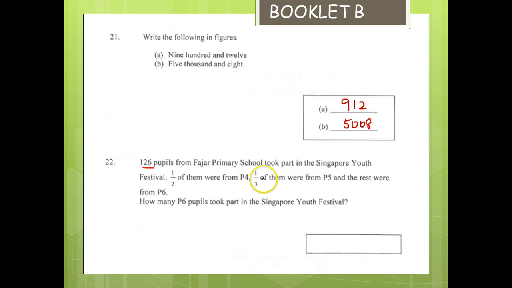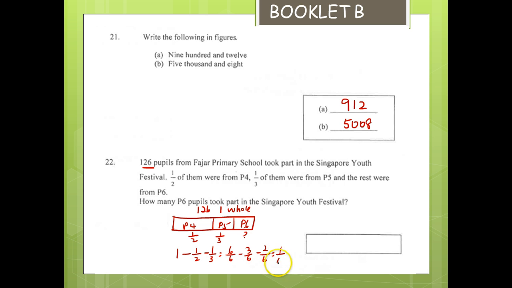126 pupils from Fajar School took part in Singapore Youth Festival. Half of them were from P4, 1/3 from P5, and the rest from P6. So this is the whole, which is 126 pupils, one whole. Half are P4, 1/3 P5, and the rest are P6. So I take one whole minus half minus 1/3. I get 6/6 minus 3/6 minus 2/6, 1/6. So this is my whole.